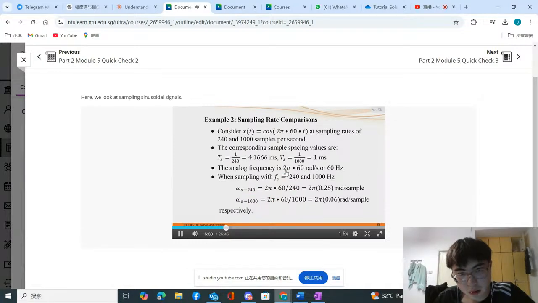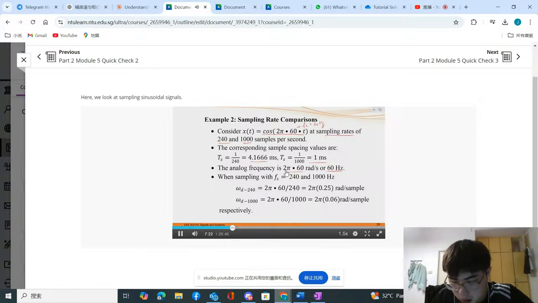So let us use example number 2 to compare different sampling rates for a particular sinusoid signal given as cosine 2 pi f t. In this case, my analog frequency fa is equal to 60 hertz, and the two sampling rates will be 240 and 1000 samples per second. The corresponding sampling interval will be 1 over 240, which is 4.167 milliseconds. For the second case, it will be 1 over 1000, which is 1 millisecond. And the analog frequency is 60 hertz, or 2 pi times 60.